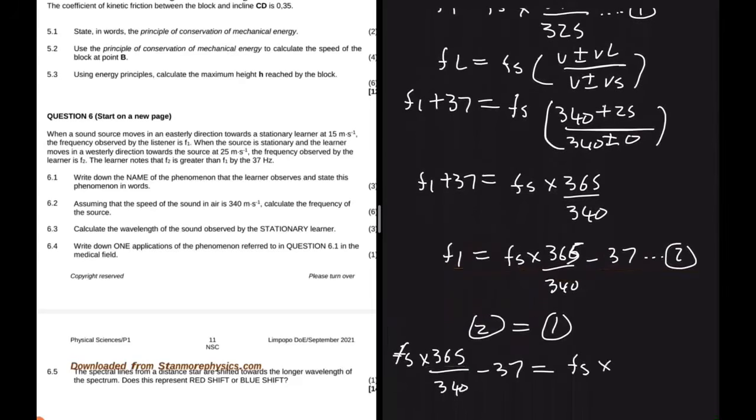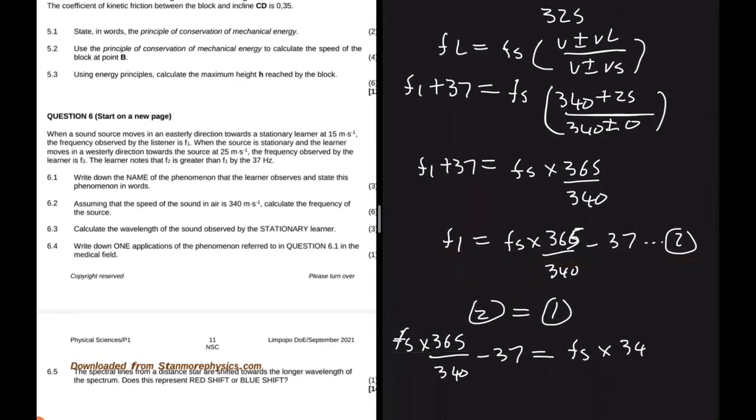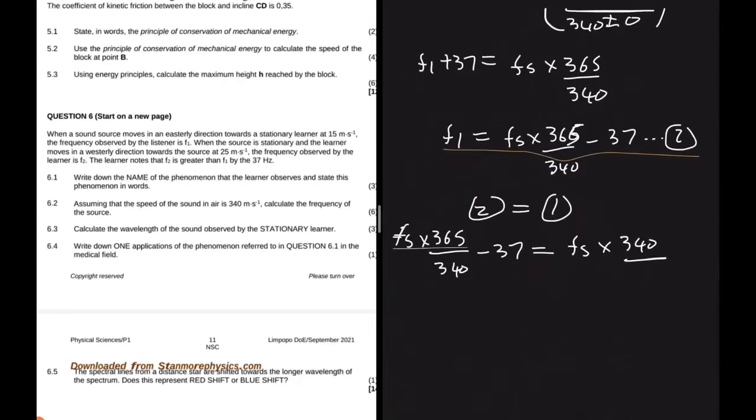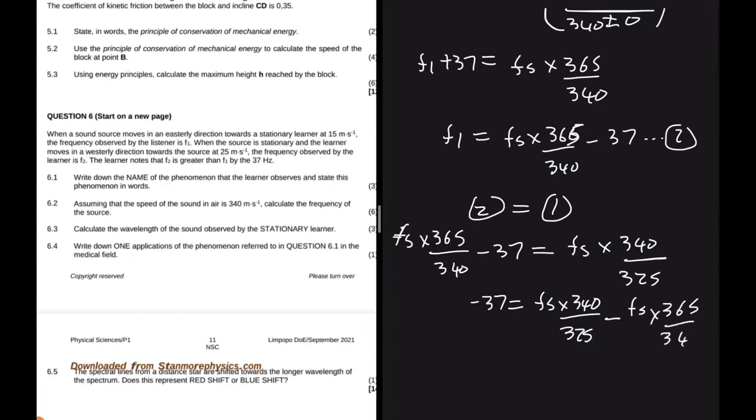multiplied by 340 divided by 325. So what we are going to do, we are going to make Fs the subject of the formula, right? So we're gonna have minus 37 equals Fs multiplied by 340 divided by 325 minus Fs multiplied by 365 divided by 340.